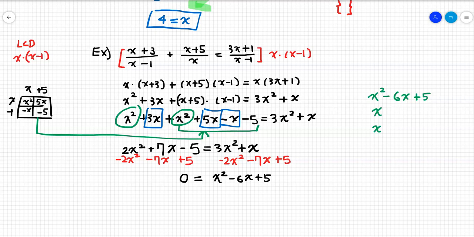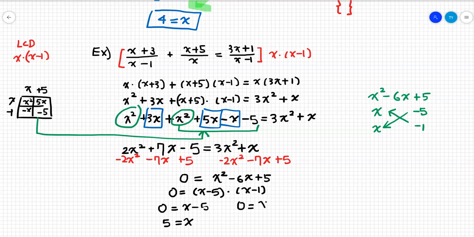Now here I'll probably go like 5 and 1. They're both minus. So you got minus 5x here, you got minus x over there. So minus 5x plus minus 1x, you get minus 6x. So that's a good combination. In factored form, we have x minus 5 times x minus 1. So for x, 0 equals x minus 5, so x has to be 5. Here 0 is equal to x minus 1, so x has to be 1.